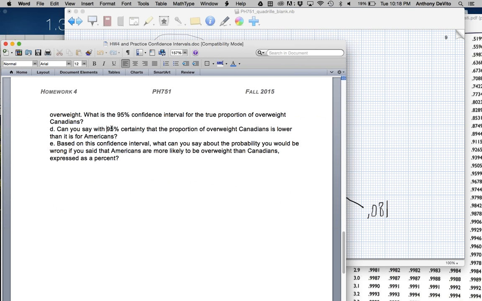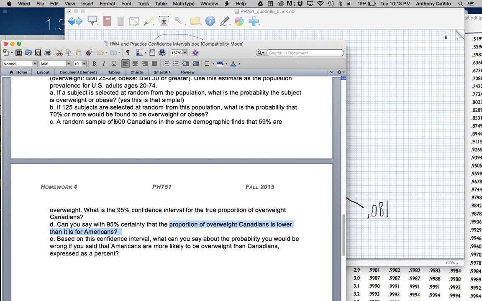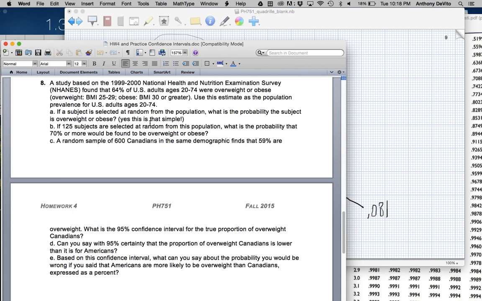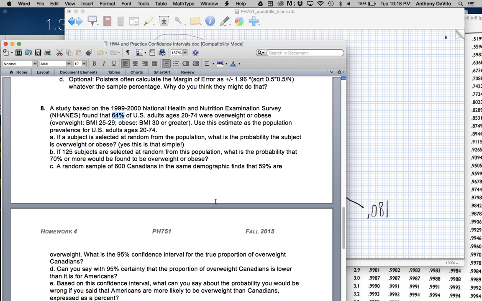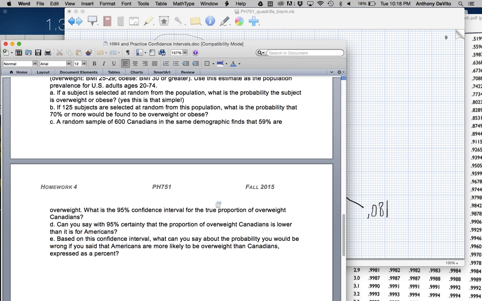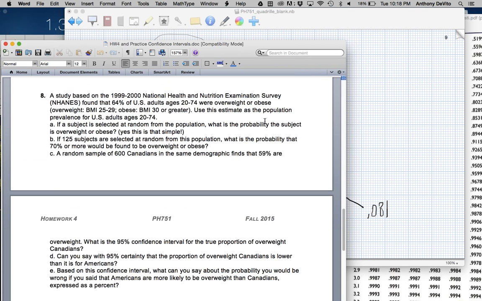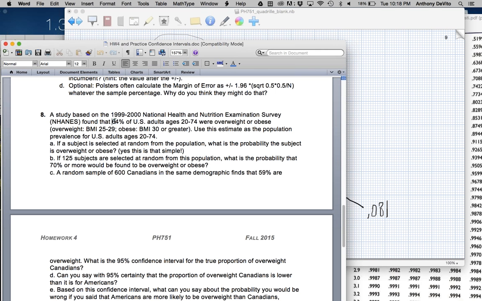Can you say with 95% certainty that the population proportion of overweight Canadians is lower than that for Americans? Well, you only know the true population proportion for Americans is 64. Now you know the 95% confidence interval for Canadians. And what you're looking for here is to see if the 64 is outside of that range, above the 95% confidence interval for Canadians, whom you only know by a sample.